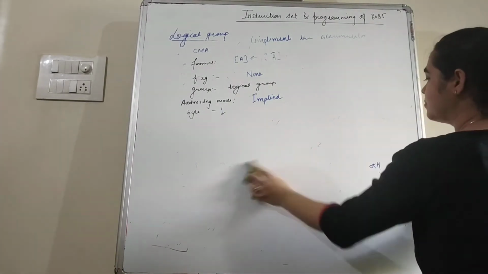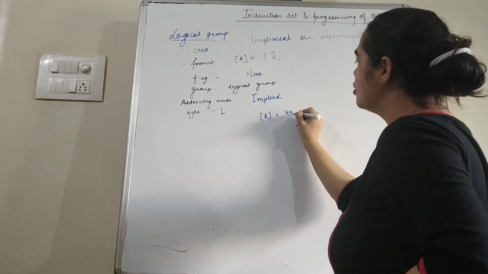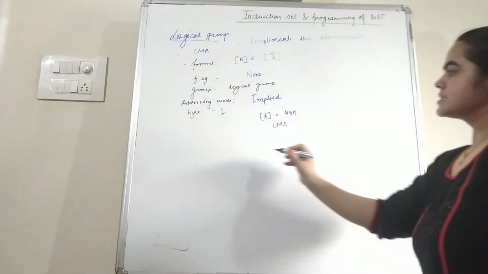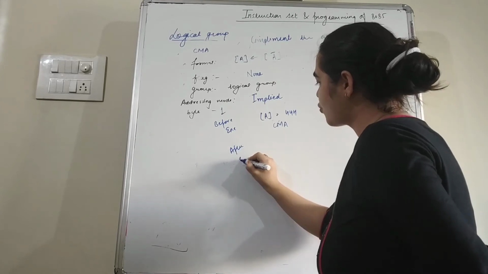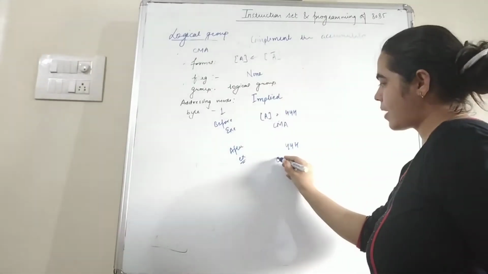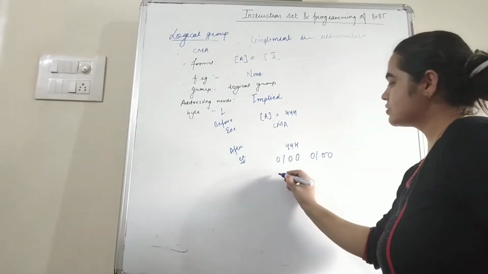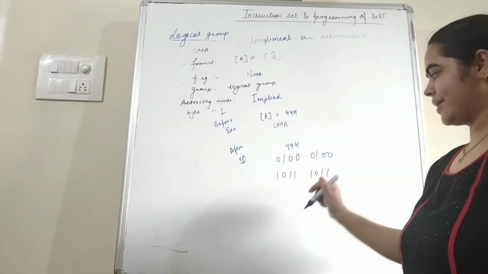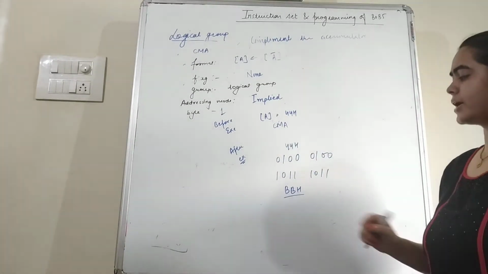Now students, let us take an example. Suppose in our accumulator we have the contents 44H and we apply the instruction CMA. This is before execution, and after execution what will happen? We find the ones complement of 44H. 44 in binary is 0 1 0 0 0 1 0 0. The ones complement of this is 1 0 1 1 1 0 1 1, that is B B H. So the ones complement of 44H is BBH.